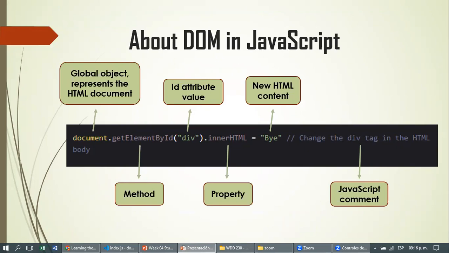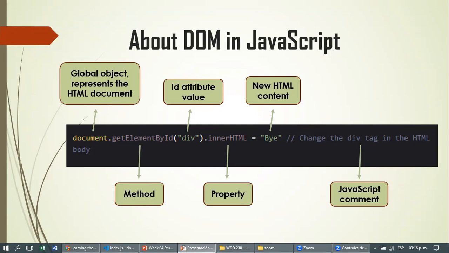So about the DOM in JavaScript, we have this little sample. We start with document. This is a global object and represents the HTML document. It's the entry point to our DOM in the HTML document. Then we have getElementById. This is our method, right? The methods are actions that we can do, like adding, deleting, or in this case, getting an element by the ID. Then we have the ID attribute, and this represents the ID that we are going to change.